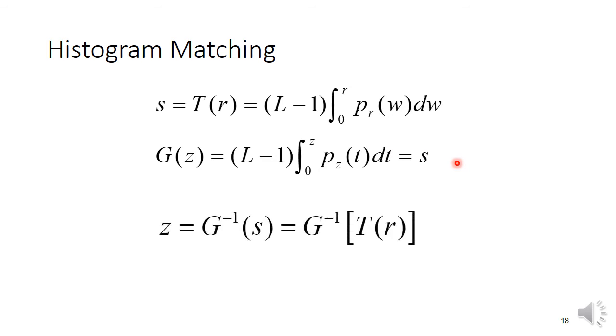Here we have a generalized formula: if we apply an inverse transformation function upon s, we can get z. That is, when the inverse transformation function is applied, we can get z. This is what we want to obtain.